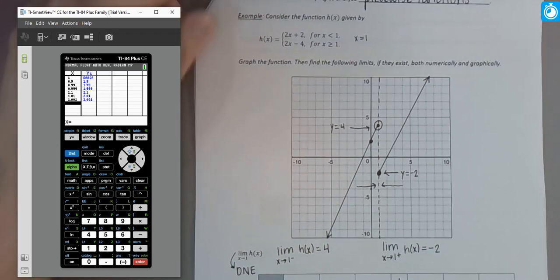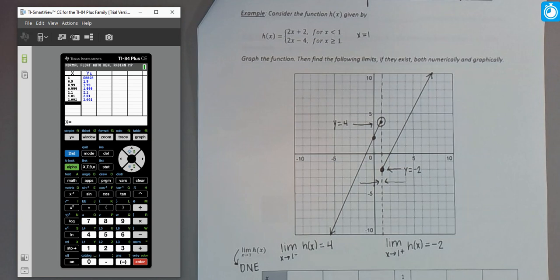Okay, now how would we do this numerically? This is going to be slightly more complicated just because we have two function rules and we're going to have to be careful there. So let's start with the first rule. Let's just graph that. So I'm going to go back in here. I'll clear out our previous function. We're going to graph 2x plus 2. Okay, go into the graph.